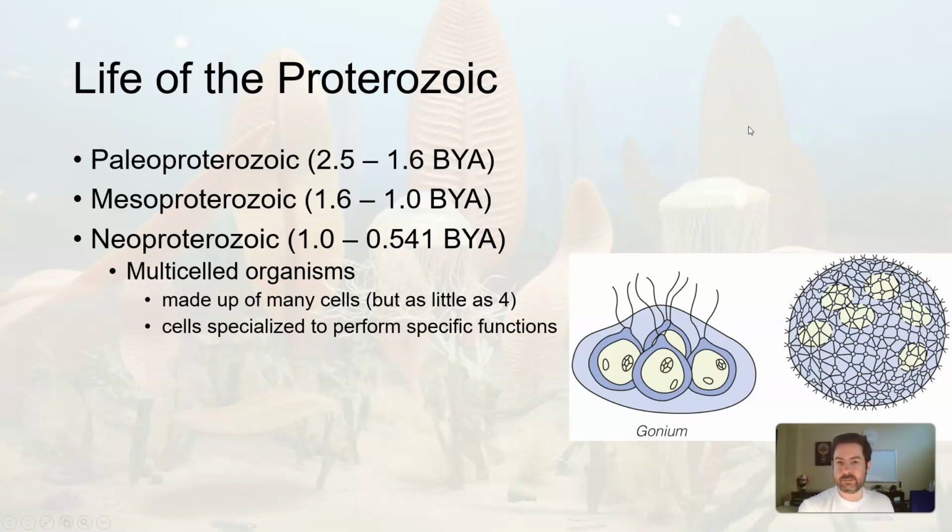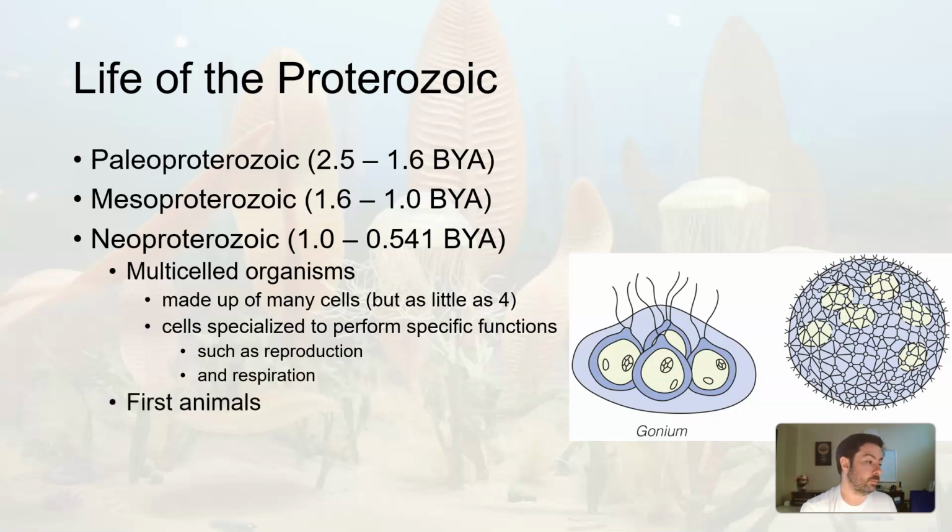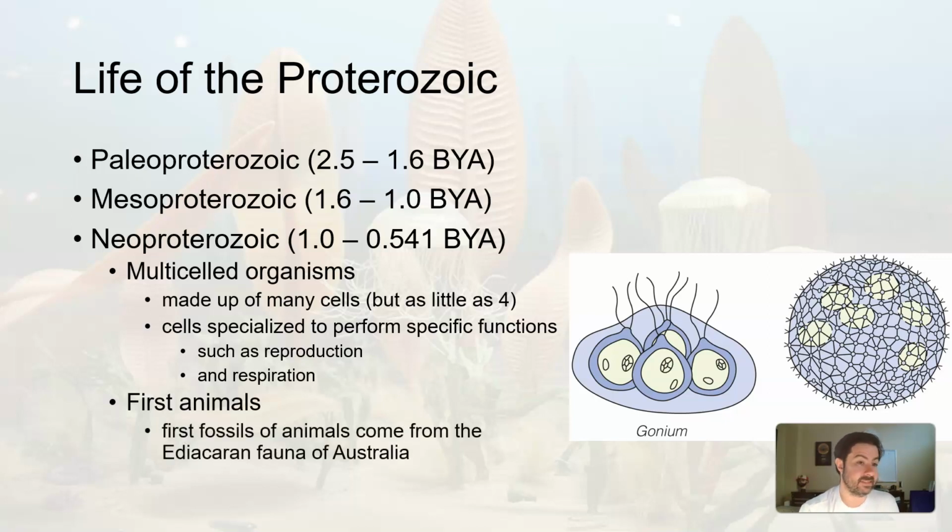What we're starting to see in these multicelled organisms is that cells begin to have specific functions. Like we have blood cells, in fact, red blood cells, white blood cells, skin cells. All of these different cells have different functions, and we're starting to see that in the Neoproterozoic. We have cells strictly for reproduction and respiration and breathing. And also in the Neoproterozoic, we finally start to get the first animals that exist on Earth.